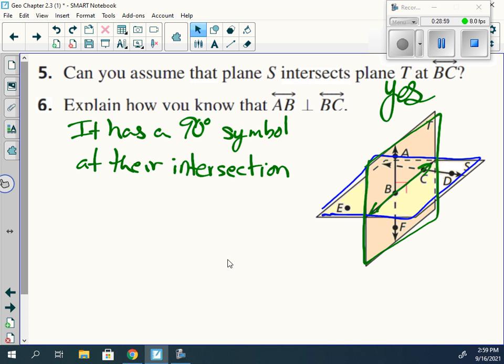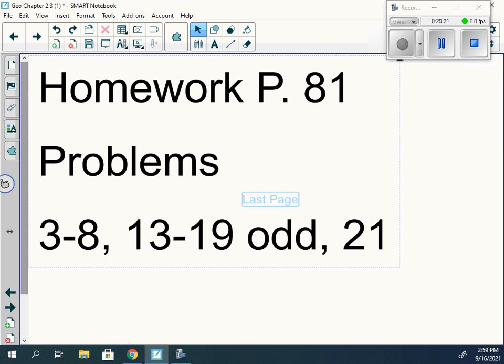Any questions on this here before we cover the next piece of information? Yes. We good? And that's it.